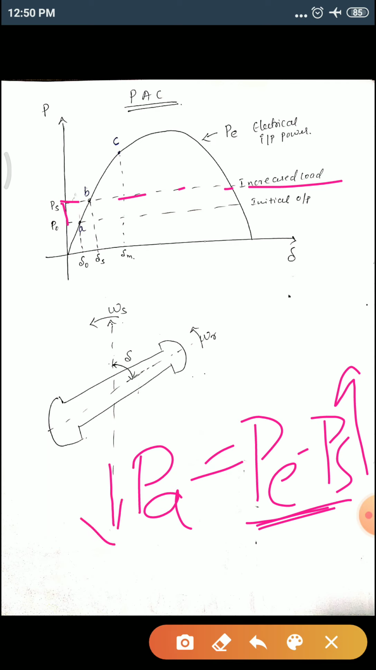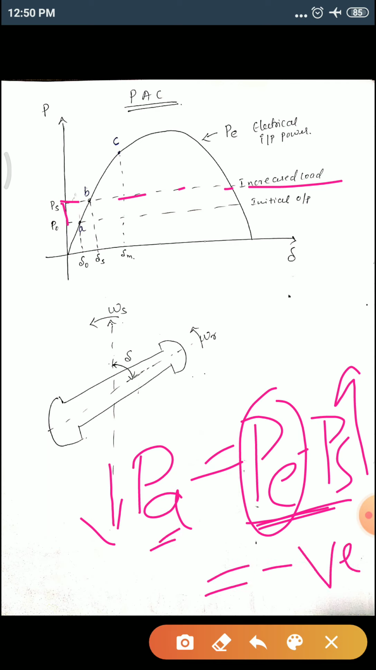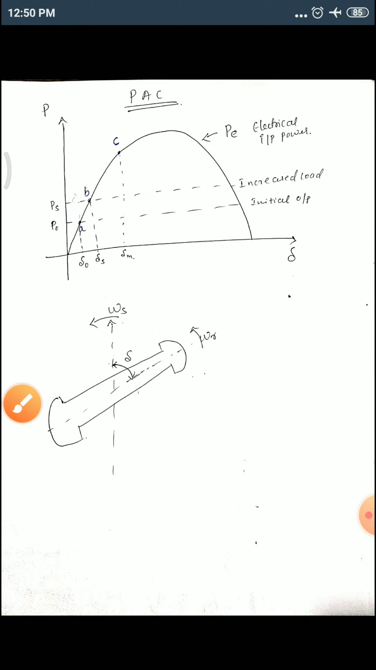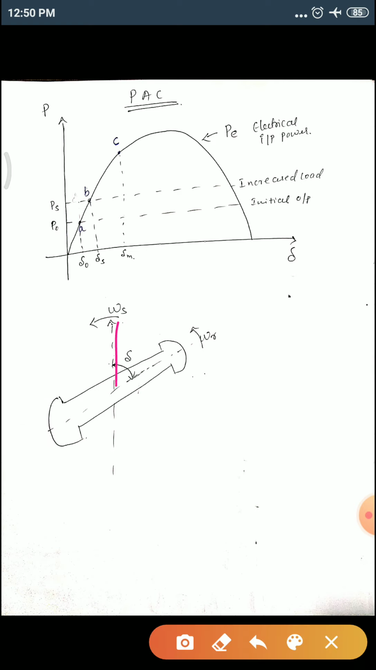If PS increases, then PA will be negative, because PS is more than PE, therefore PA will be negative. This indicates a deceleration. When the rotor starts decelerating, observe the angle delta here. Omega s keeps rotating at its own speed, but rotor omega r, because of this negative PA, starts decelerating, which means slowly it lags behind omega s.